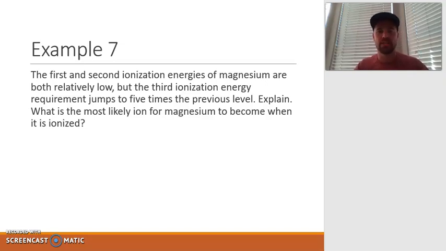All right, welcome back. We're still in section 3 from topic 4. Now that we understand ionization energy, let's look at a few examples of it.